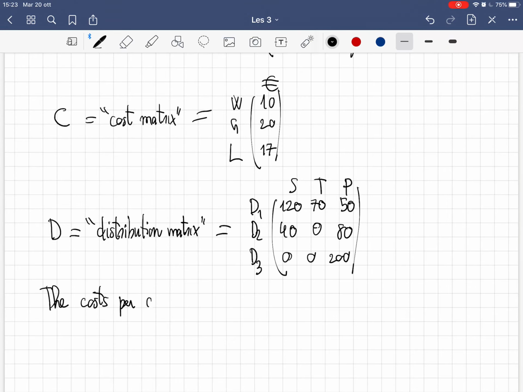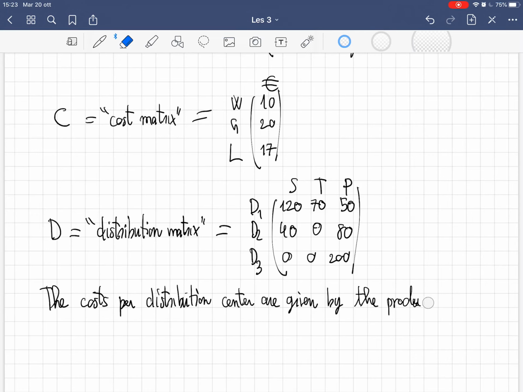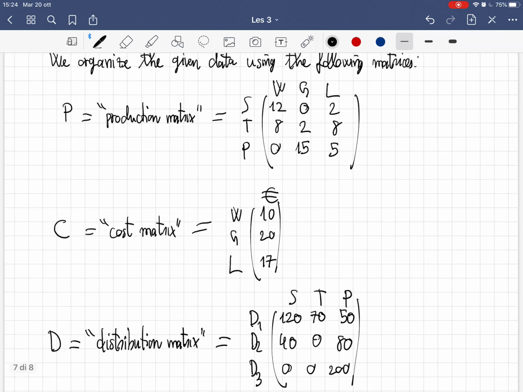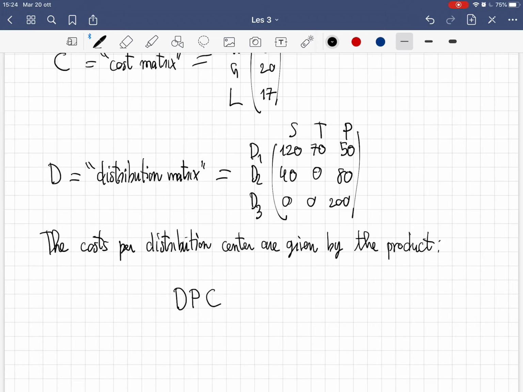Okay, so we conclude the costs per distribution center are given by the product D P C, which, just to be clear, is going to have euro here and D1, D2, D3 here, A, B, C.